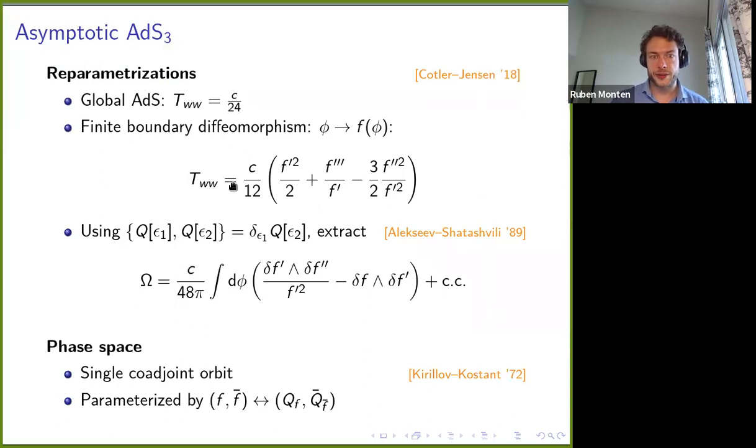And if we restrict to the states that can be obtained in such a way, in technical terms, this is what's called a single coadjoint orbit of the Virasoro group, then we can just label this restricted phase space by these functions f and f bar. And since we know that there are charges associated to the vectors, the spacetime vectors that are labeled by this f and f bar, there's a one-to-one map between the two.